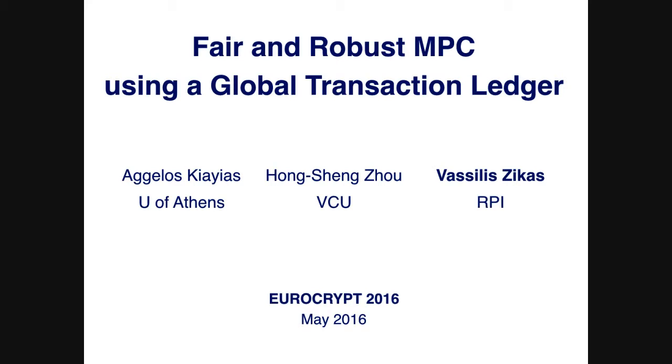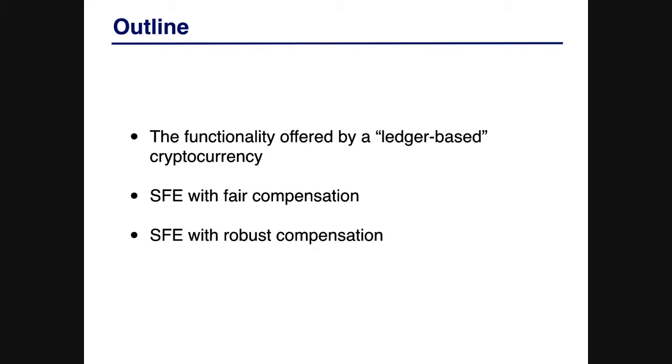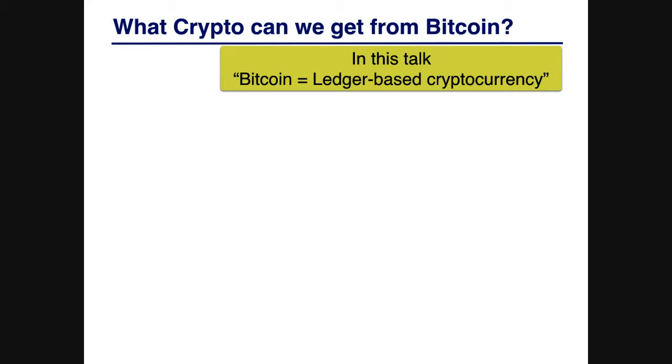This is about fair and robust MPC using a global transaction ledger, or an alternative title, using cryptocurrency blockchains. This is joint work with Agalos and Hongsheng. The main question I will try to address here is, what is the functionality that we get from such a ledger-based cryptocurrency, from a blockchain? What can blockchain give us that we can use in crypto? In this talk, I will use Bitcoin and ledger-based cryptocurrency and blockchain all interchangeably. So whatever statement I make, whenever you see Bitcoin, it applies also to any ledger-based cryptocurrency.